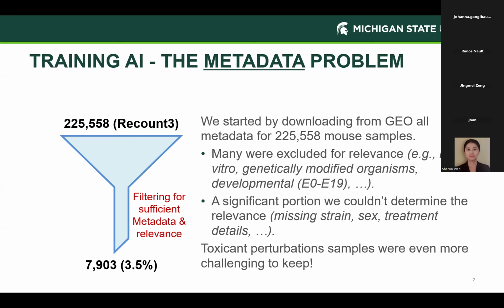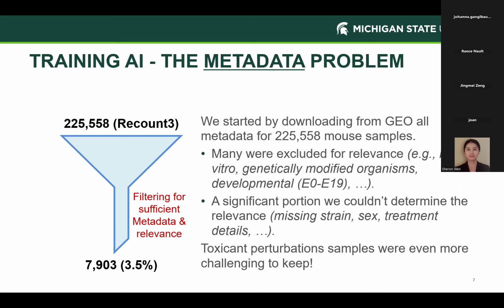But then we had to start looking at whether we can actually tell what these samples came from. What are they telling us? Are they actually relevant for the model that we're training? We're training a model to learn about mouse metabolism, and so we had to start excluding genetically modified mice, right? Because they're going to be a little bit odd.